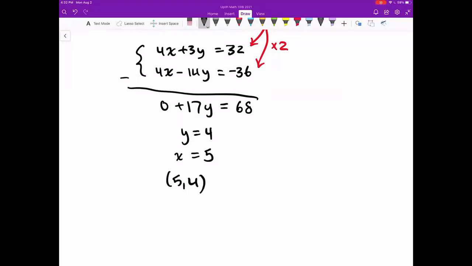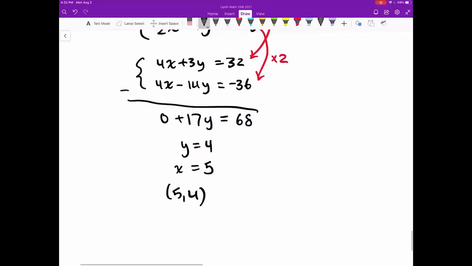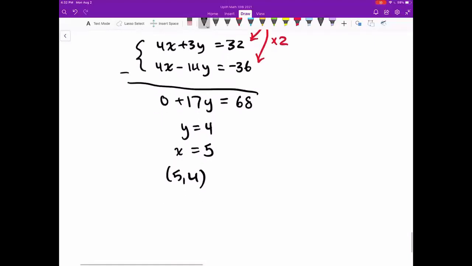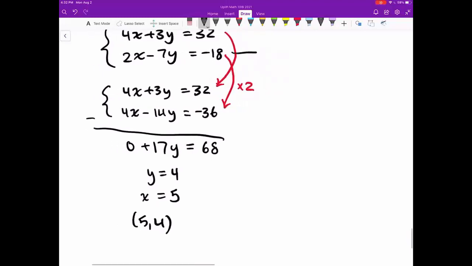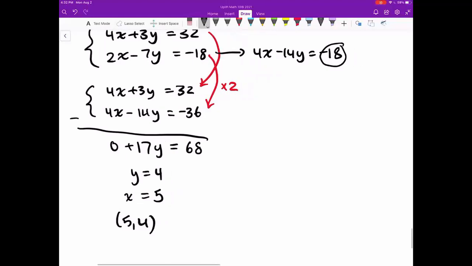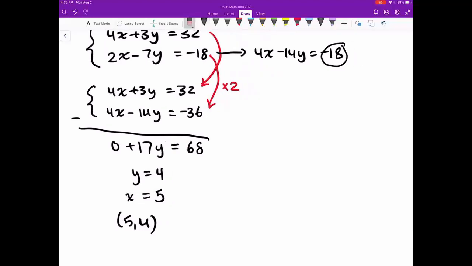I guess the biggest mistake that new learners make is that they forget to multiply everything by 2. So they could maybe turn this equation into something like 4x minus 14y is negative 18. And this would be wrong because you have to multiply everything, including negative 18, by 2. So when you're multiplying an equation, you have to do it to every single term in the equation.